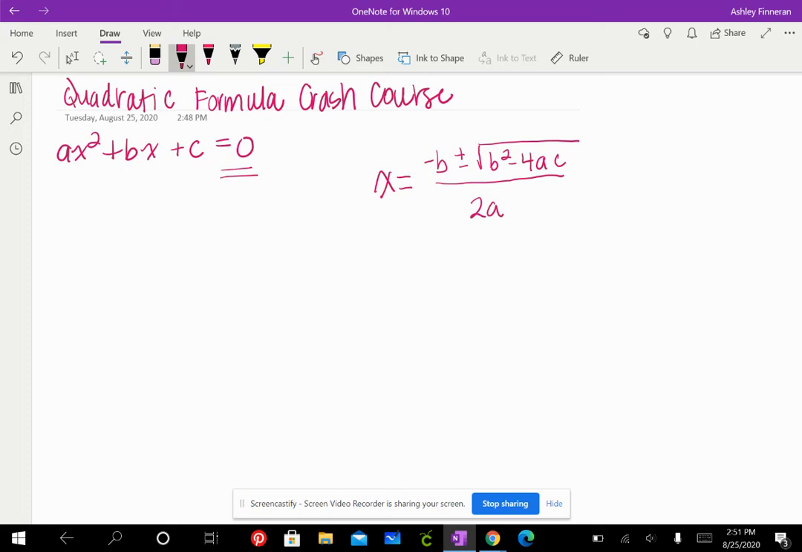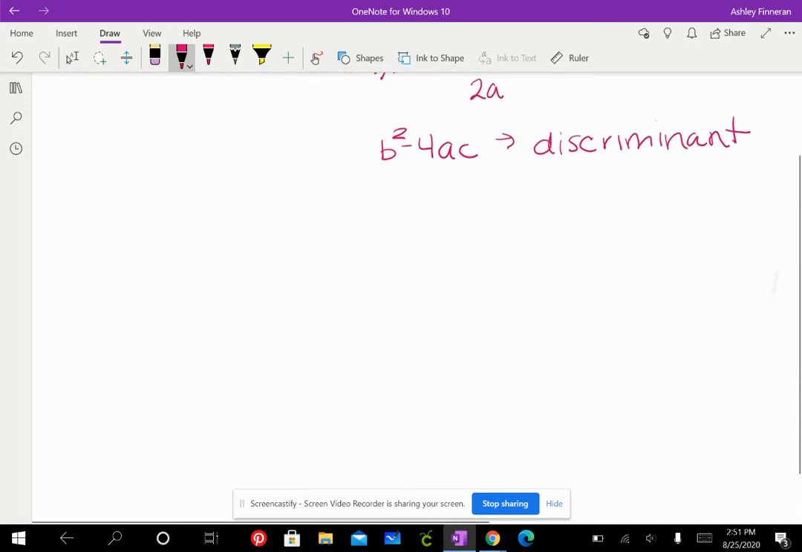The number underneath the radical, this b squared minus 4ac, we call that the discriminant. And it tells us a decent amount about the solutions if we just know that number. And so when I walk through a couple of examples, I'm going to give you some information about the discriminant, and we're actually going to come back at the very end and write that information down. But we're going to get started with just some solving.